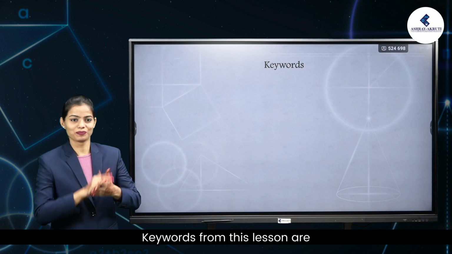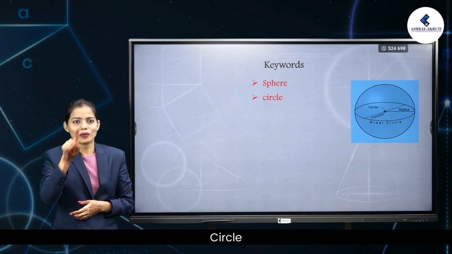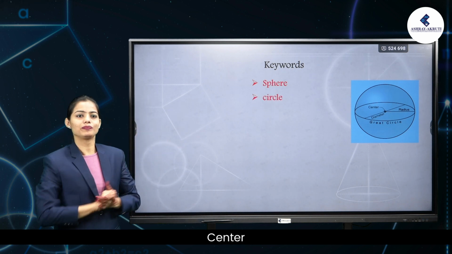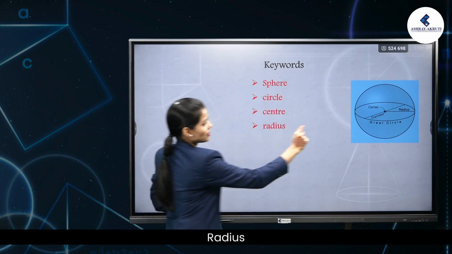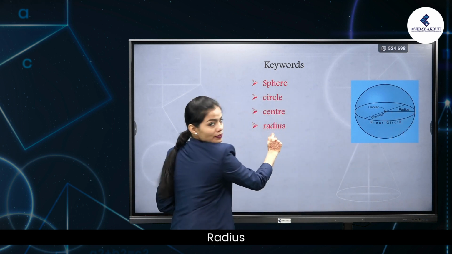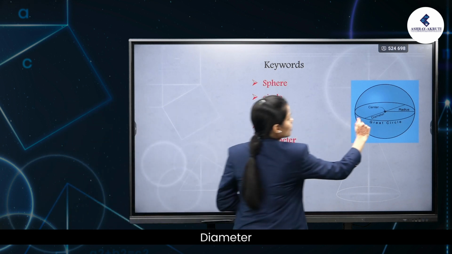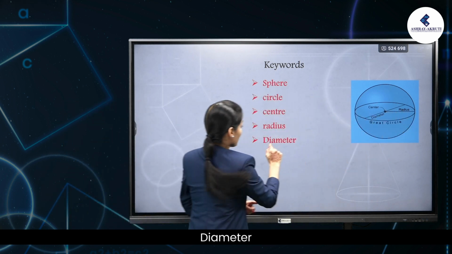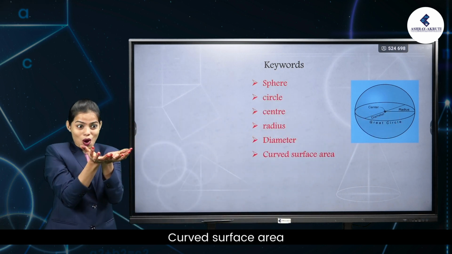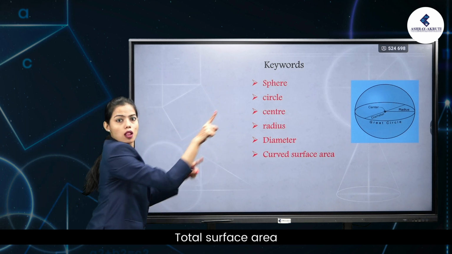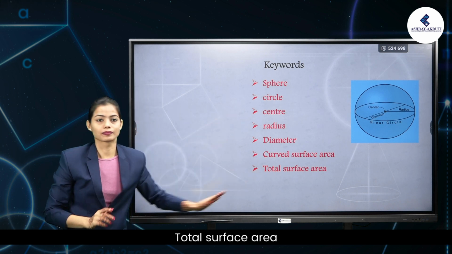Keywords from this lesson are sphere, circle, center, radius, diameter, curved surface area, total surface area, volume.